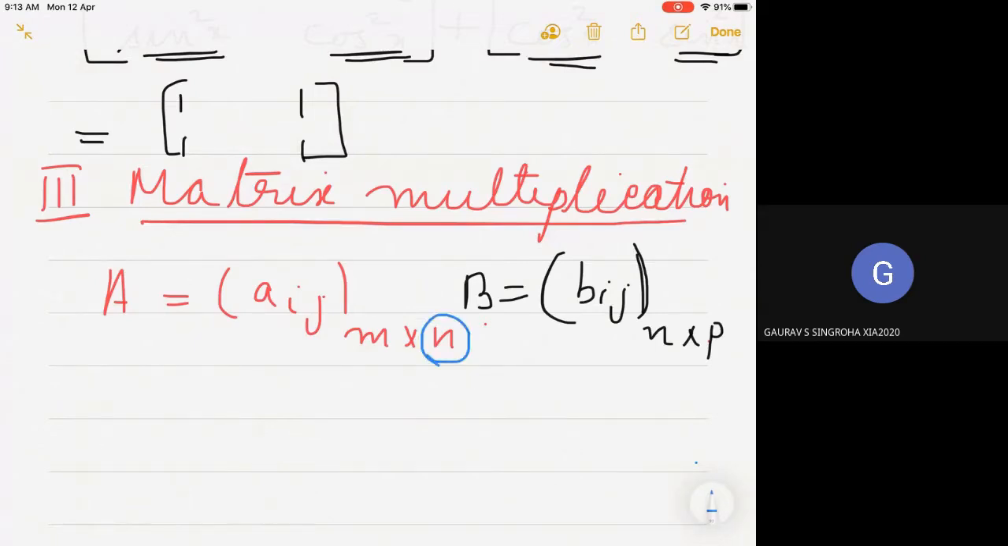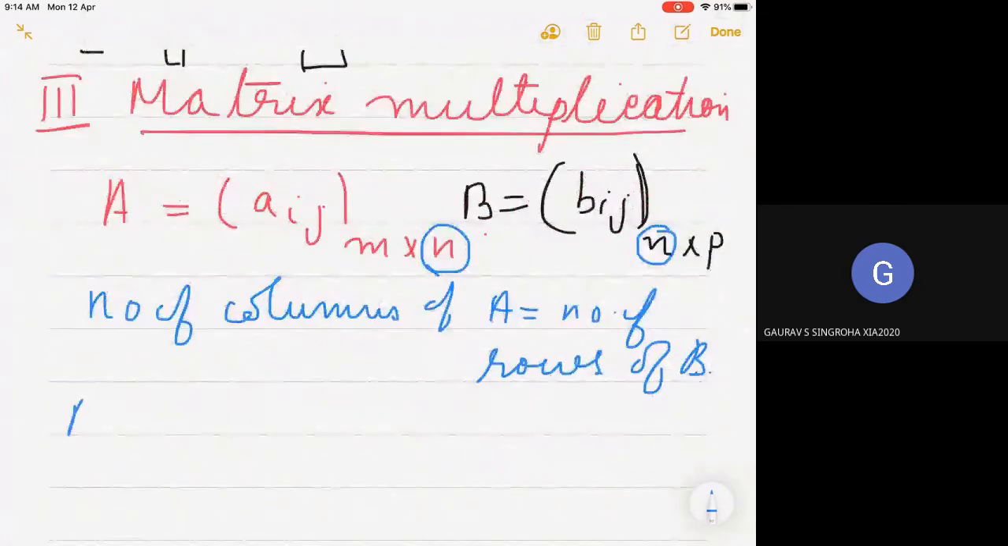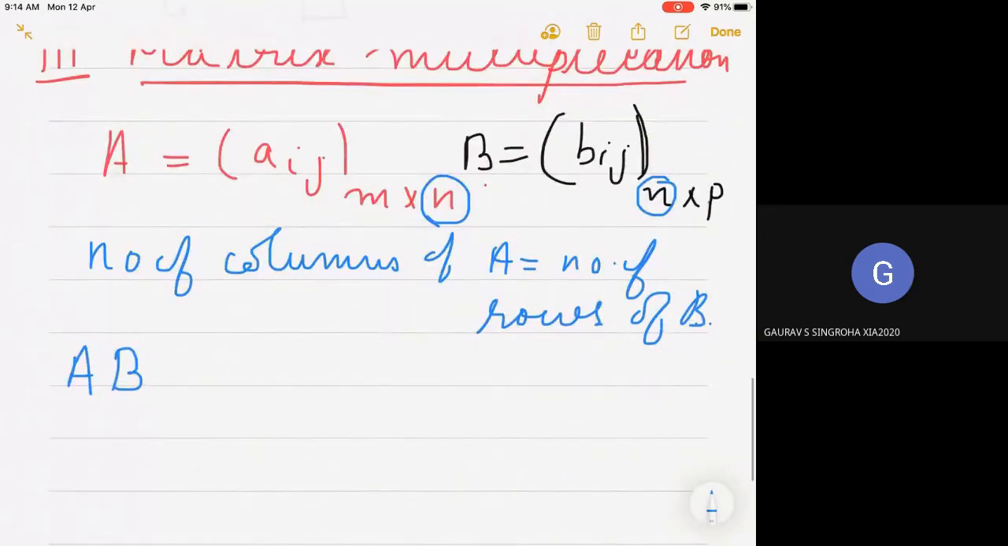For the first matrix, the number of columns is n, and for the second matrix, the number of rows is n. If the number of columns of A is equal to the number of rows of B, then only A into B is defined, and it is written like this: AB. We cannot see any operation written between A and B, but it is understood that it is a matrix multiplication. A into B is defined, and A into B will be a matrix.